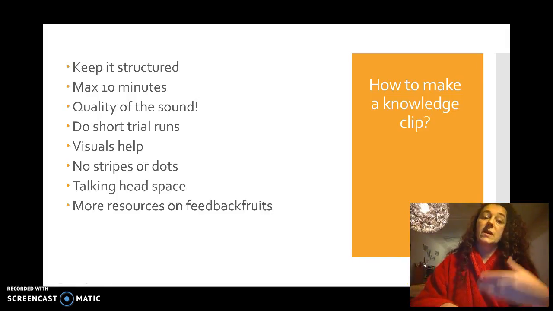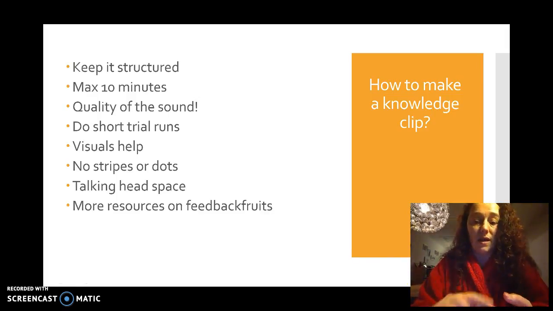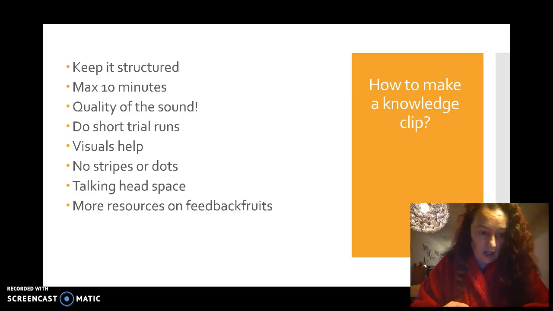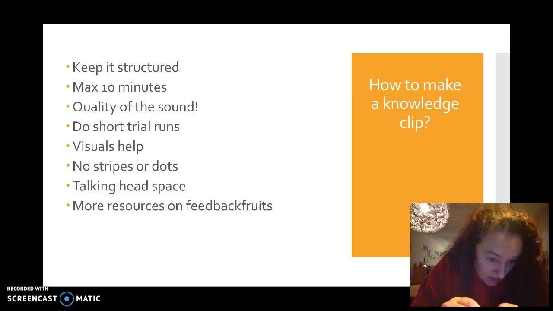how to make a knowledge clip. Keep it structured. Make it a maximum of 10 minutes. Think about the quality of the sound. If that's bad, it won't work. Do a short trial run. Make a 1.5 minute video, and then continue.